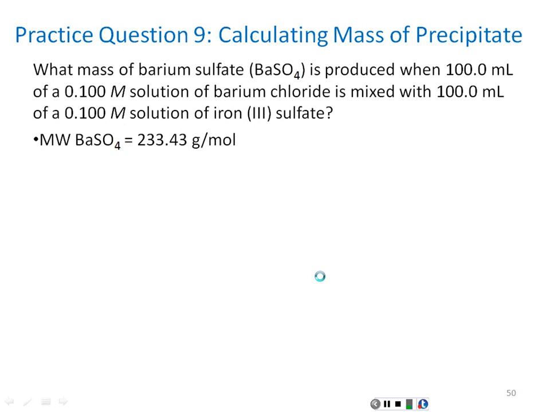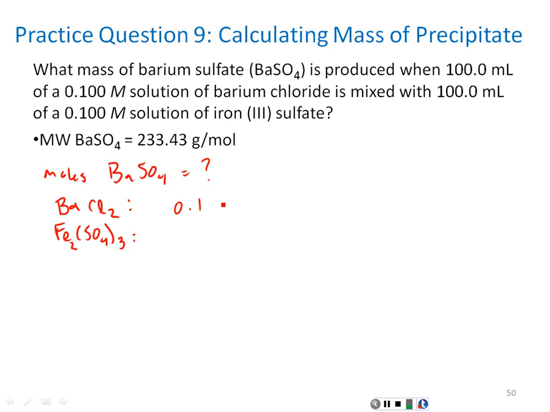Well, we want to know the mass of barium sulfate, but first we're going to need to find the moles of barium sulfate that are produced. And how do we do that? Well, we're going to need to know first the moles of our starting materials. What were our starting materials? Those were barium chloride and iron sulfate. So let's calculate the moles of each of those.